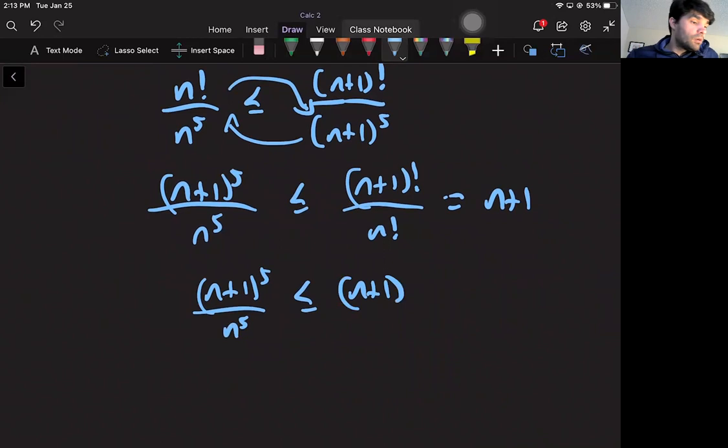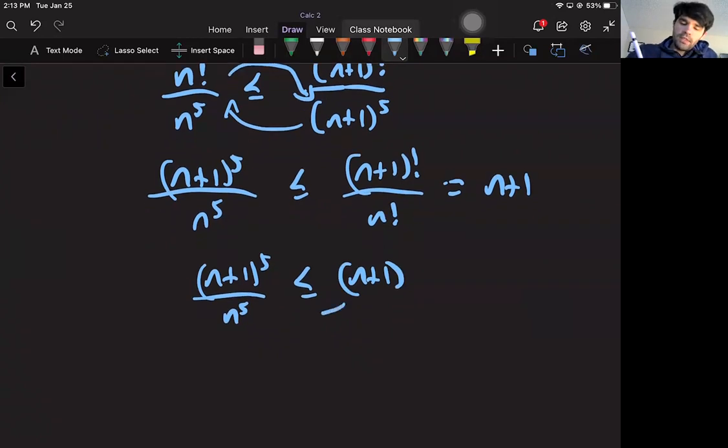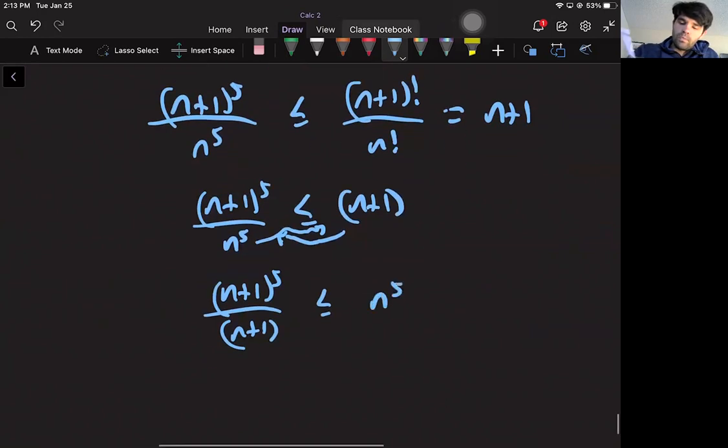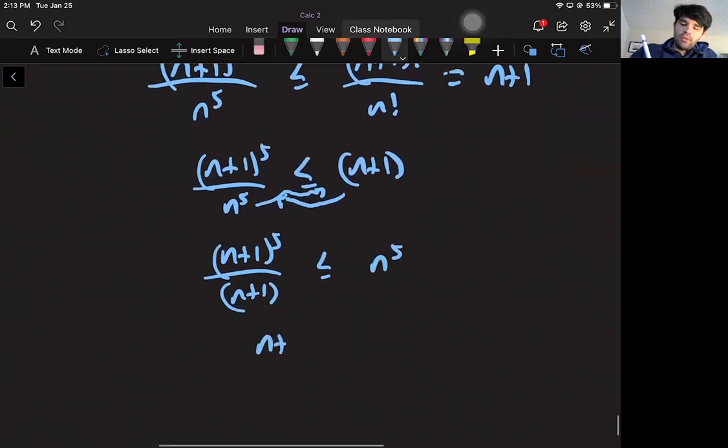So what can I do? Well, I can divide this n plus 1 down, and then I'm going to multiply this n to the fifth up, because then I can cancel one of the n plus 1s. So I get (n plus 1) to the fourth is less than or equal to n to the fifth.